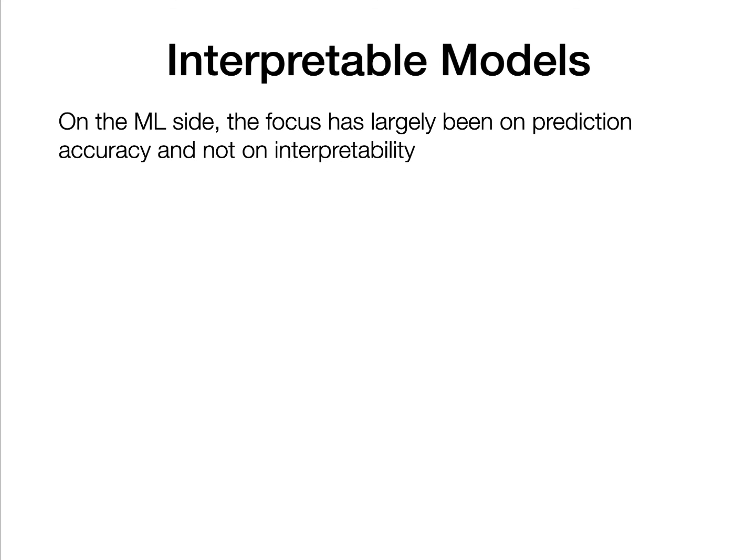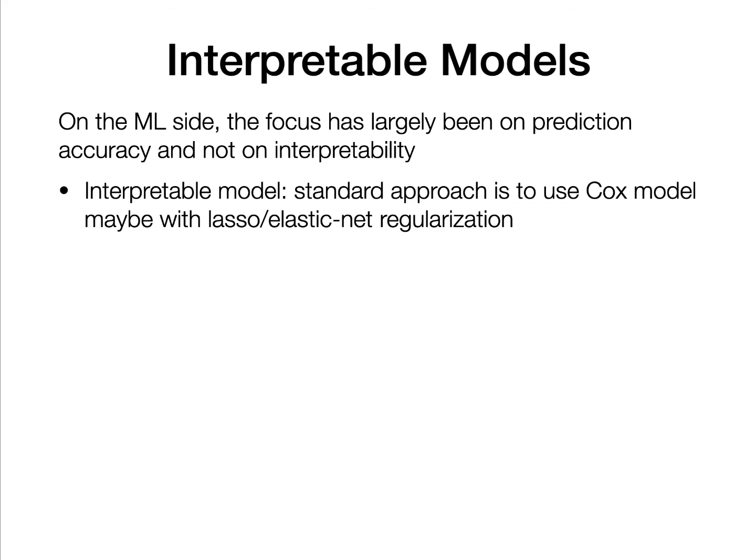Getting back to something I talked about before, a lot of work on the machine learning side has been focused on prediction accuracy and not so much on interpretability. Okay, so if you do want an interpretable model, the standard approach is basically to use a Cox model, maybe with, let's say, lasso or elastic net regularization. I guess here I'll mention there are other parametric models that people might use as well, such as accelerated failure time, log normal, log logistic, and so forth models that can also be fairly straightforward to interpret, that you can also add lasso or elastic net regularization.